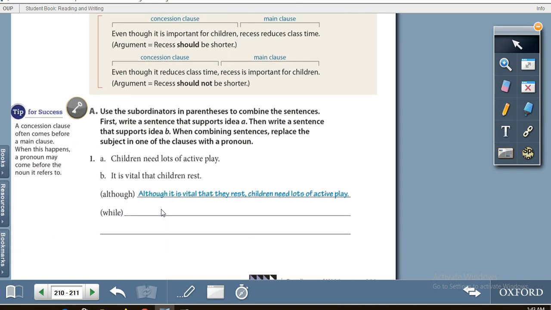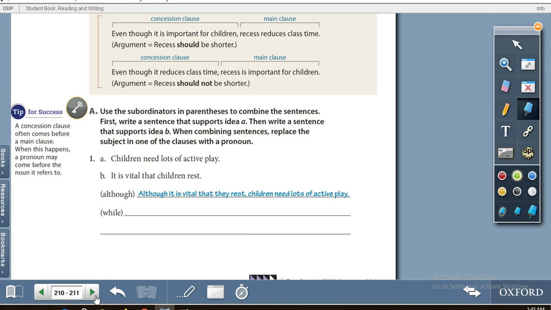Okay, we will go to the example, you will understand better. Children need a lot of active play. It is vital that children rest. Although it is vital that they rest, children need a lot of active play. While shows a contrasting idea. While children need a lot of active play, it is vital that they rest.